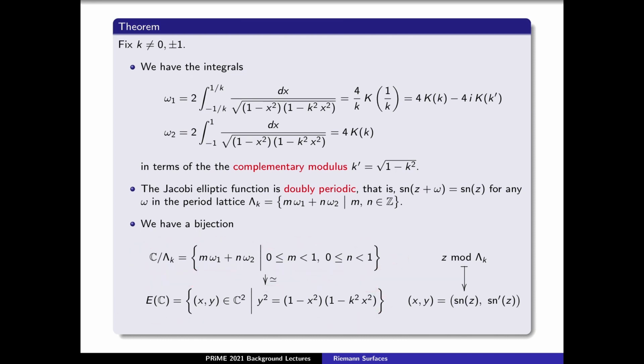And E of C here is viewed as the points (x, y) in C², such that (x, y) satisfy y squared is equal to this quartic equation. And the bijection is attained by taking z modulo the lattice and mapping this to (x, y), where x is sn z and y is sn prime of z. And here, sn z is the Jacobi elliptic function that was mentioned in that lesson.